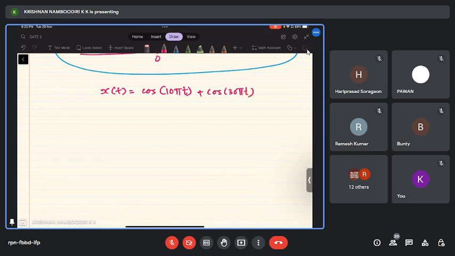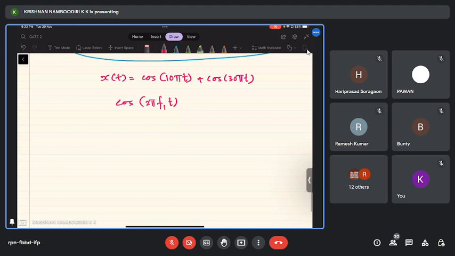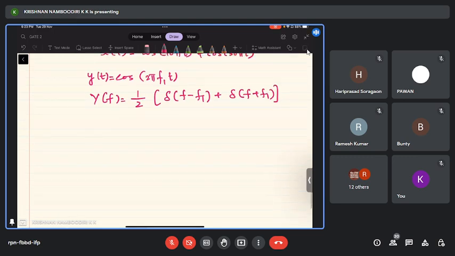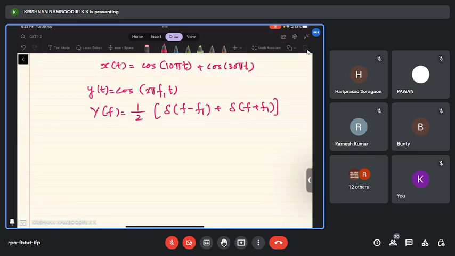So the signal is x of t equals cos 10 pi t plus cos 30 pi t, right? How does the spectrum of this signal look? Suppose I have a signal y of t equals cos 2 pi f1 t. Then the Fourier transform of y of t, Y of f, equals half into delta of f minus f1 plus delta of f plus f1. So this is the Fourier transform that you can verify. How will we obtain that? I think I have told this in the last class.